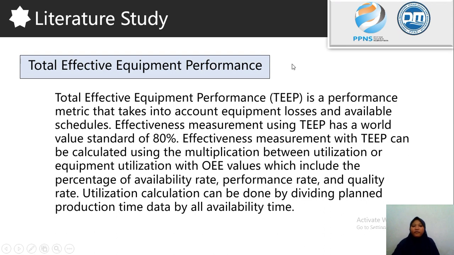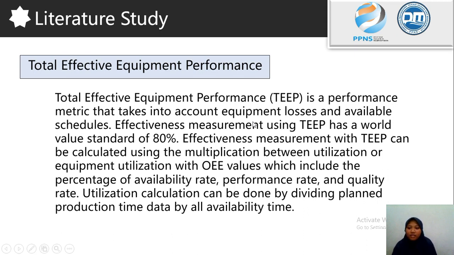Okay, one of the literature studies or theories used in this final project is the Total Effective Equipment Performance (TEEP) method. Total Effective Equipment Performance is a performance metric that takes into account equipment losses and available schedules. Effectiveness measurement using TEEP has a world standard value of 80%.